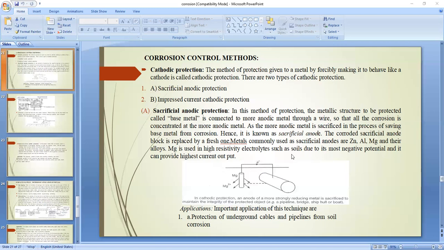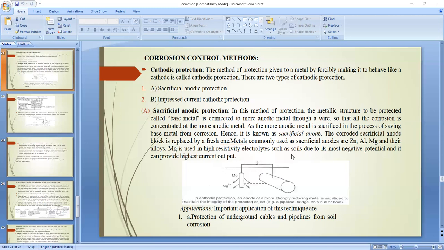We always know that at the anode oxidation takes place, whereas at the cathode reduction takes place. If a metal is undergoing oxidation, corrosion takes place on a particular area of the metal. Whereas if a metallic part acts as a cathode, then that remains unaffected. So in cathodic protection, the base metal is forcibly made to behave like a cathode. That you call cathodic protection. Cathodic protection is classified into two types, that is sacrificial anodic protection and impressed current cathodic protection.